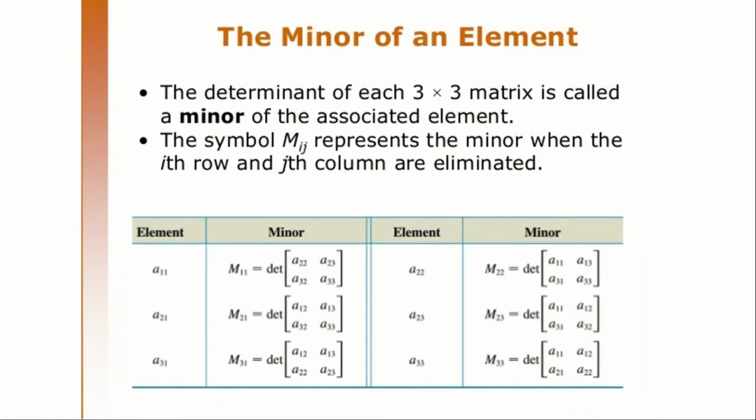Moving on to the next topic, that is the minor of an element. The determinant of each 3 into 3 matrix is called the minor of the associated element. So the determinant of each element's 3 into 3 matrix is called the minor of the associated element. The symbol Mij represents the minor when the i-th row and j-th column are eliminated.